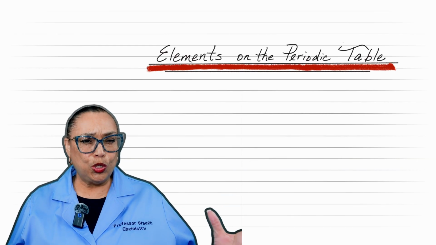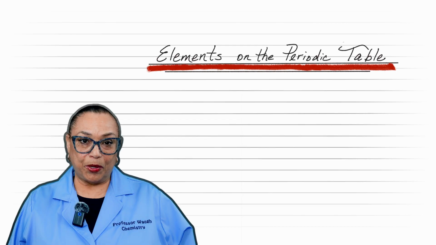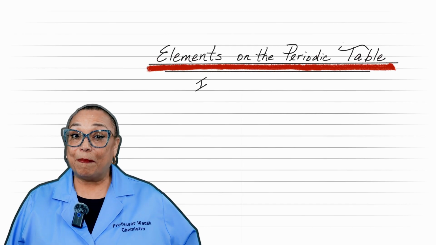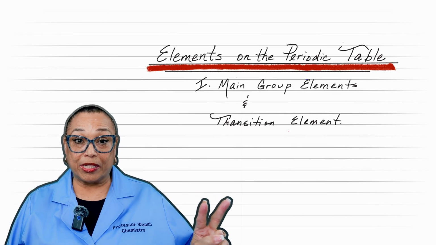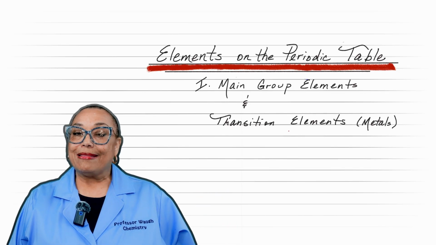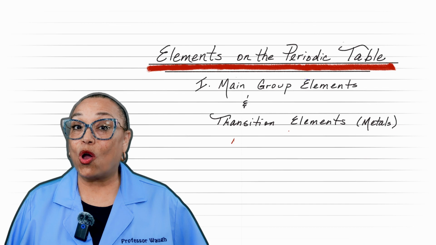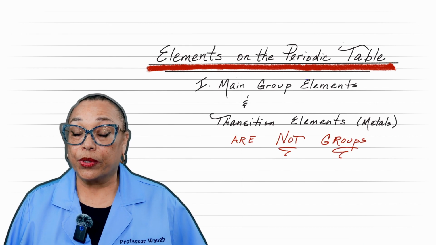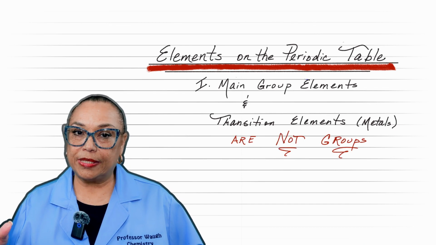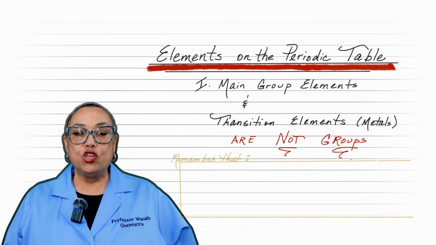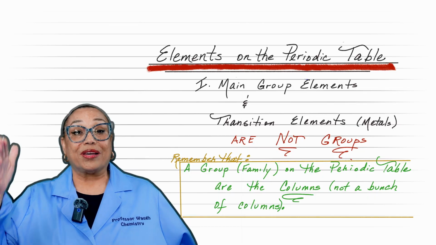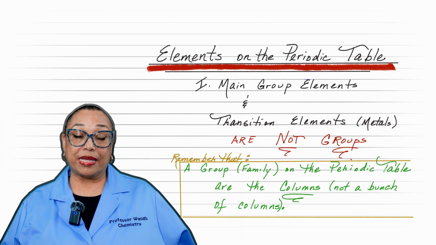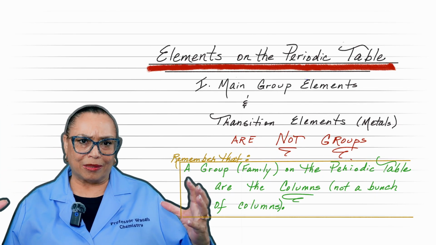Okay, students, let's talk about the elements on the periodic table. There are two huge groups on the periodic table, and that's the main group elements and the transition elements or metals. Okay, transition elements are not groups. Everybody messes that up on the test. Don't you do that. You remember that a group or family, these are the columns on the periodic table, not a group of columns. Okay?